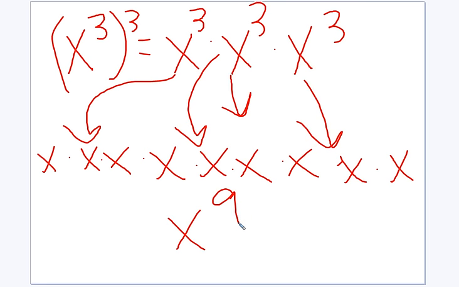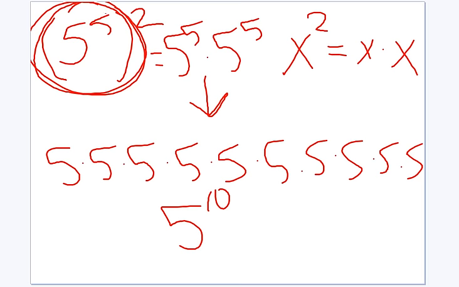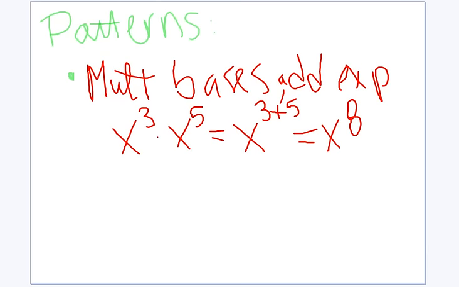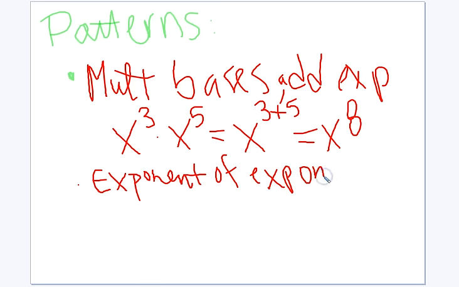So if we look for the pattern, we'll notice that 5 times 2 is 10. We'll notice that 3 times 3 is 9. So there's our pattern. Let's add that to our list of patterns. So what we want to say is, when you take the exponent of an exponent, you multiply the exponents.